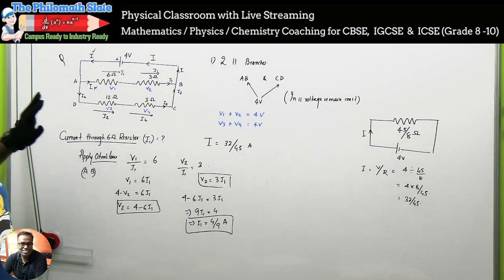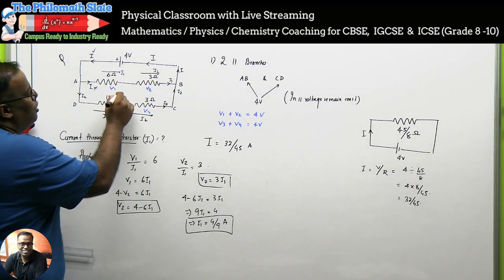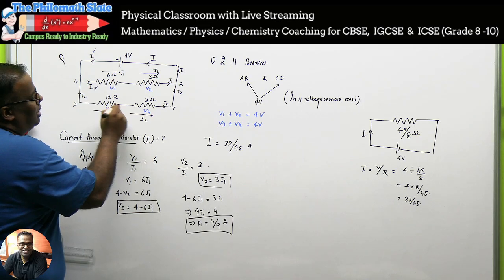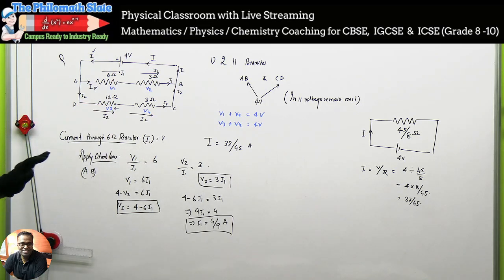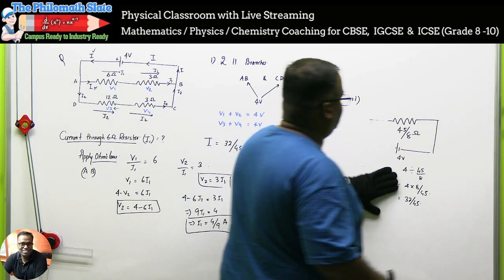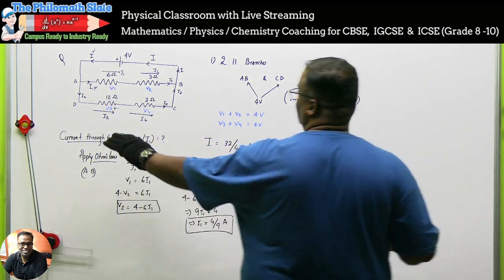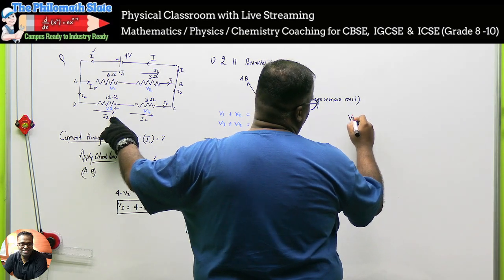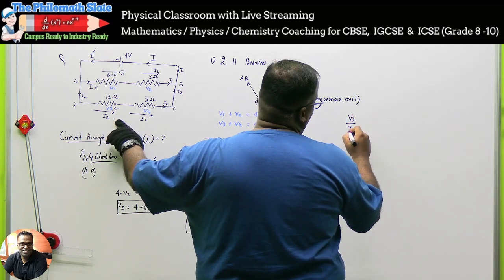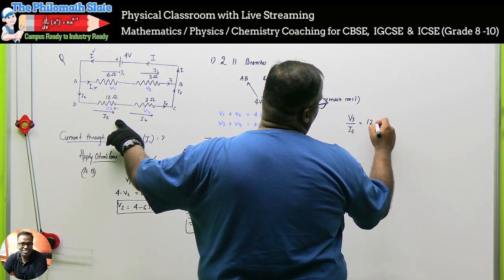See, next question is what you know. देखो नेहा, you have to find out the value of V3. This they have asked you. इधर जरा अप्लाई करके देखो ओम्स लॉ. आप ही मुझे ओम्स लॉ अप्लाई करके बोलो ना. यहाँ पे क्या होगा? V3 by I2 should be equal to 12 ohms.